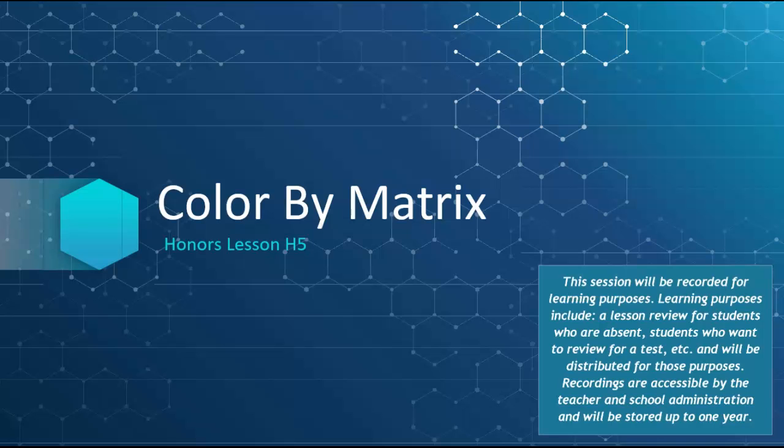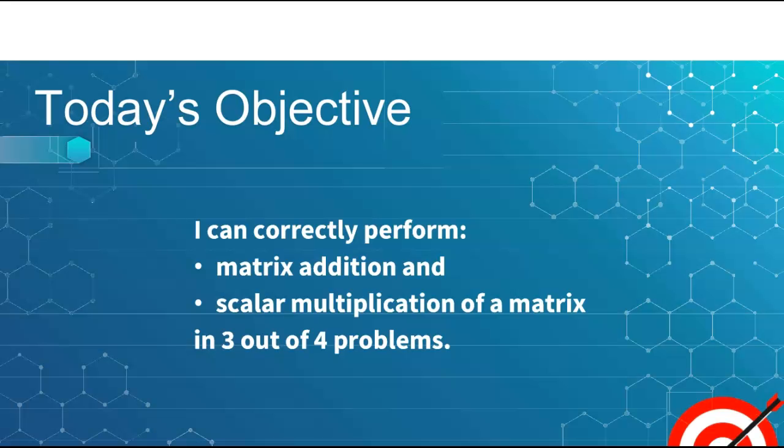Today we're going to be looking at color by matrix. So we're going to use some of the matrix addition and matrix scalar multiplication we learned yesterday. We're going to practice that and we're going to do a coloring activity. So today's objective is I can correctly perform matrix addition and scalar multiplication of a matrix in 3 out of 4 problems. So similar to what we have done before.